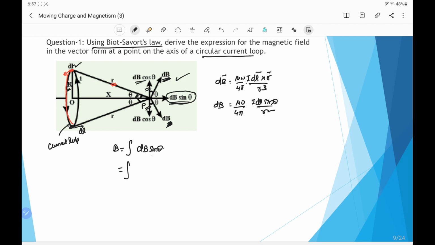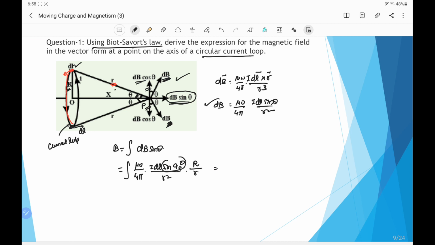And we put the values. dB is here mu naught by 4 pi, due to the current element I dl, and then sin theta, where theta is the angle between dl and r, which will be 90 degrees because they are perpendicular, so it is sin 90 by r square into sin theta. If we use the definition of sin theta as perpendicular over hypotenuse, the perpendicular is the radius of the loop and the hypotenuse is r.